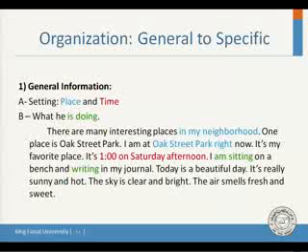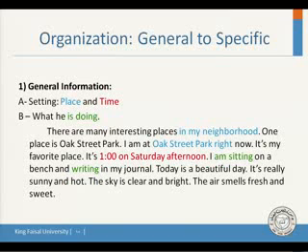So, when you write, you can start with number 1, general information. Like what? The place and time. And what you are doing. Look at this paragraph. And this paragraph is also found in the previous lecture. There are many interesting places in my neighborhood. Place. We are talking about place and time here. General information. One place is Oak Street Park.